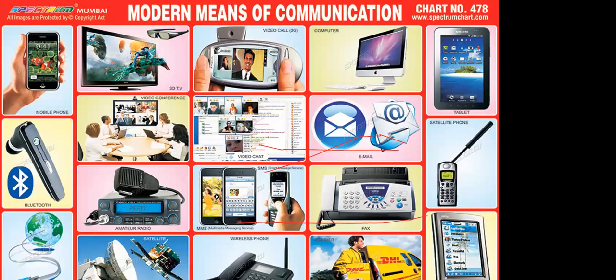If you want to send someone a token of appreciation, maybe a necklace, maybe something beautiful, you just need to put it in a parcel, pack it properly, give it to DHL, and they will deliver it.